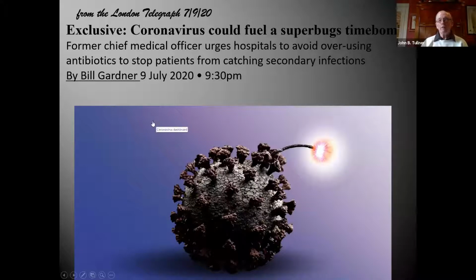One last thing I want to mention before my time is up is the important connection between coronavirus, or COVID-19, and superbugs, because it's really a time bomb right now. The former chief medical officer, Dame Sally Davies, urges hospitals to avoid overuse of antibiotics to stop patients from catching secondary infections. So we're in a bit of a catch-22. The patients need antibiotics because of secondary infections, and at the same time you can create antibiotic-resistant organisms if you're not careful.